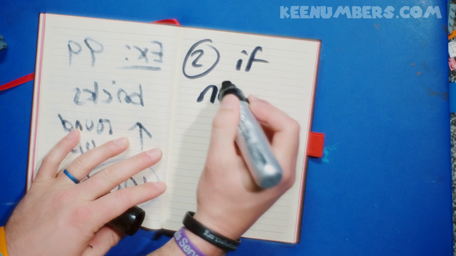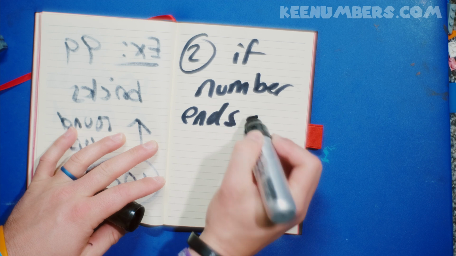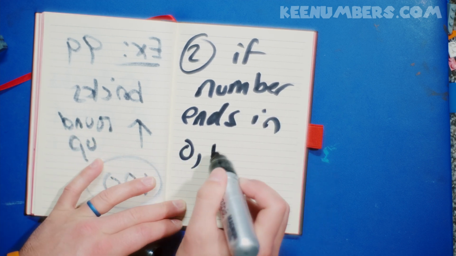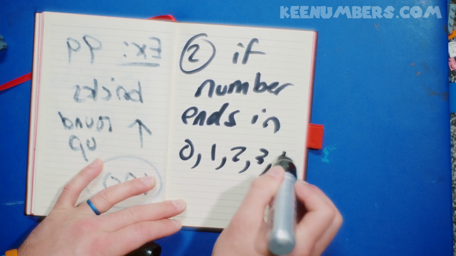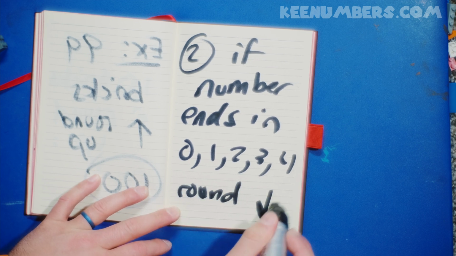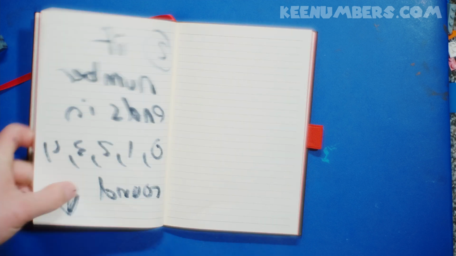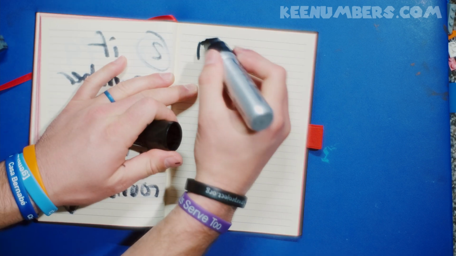If the number ends in 0, 1, 2, 3, or 4, we are going to round down. So, here's an example.